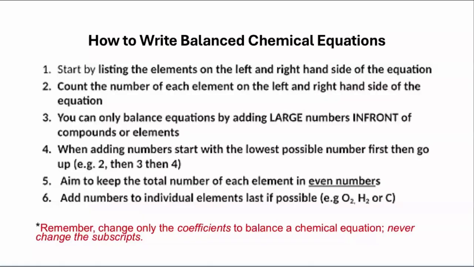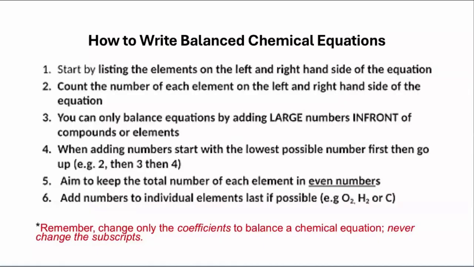When adding numbers, start with the lowest possible number first, meaning you start at 2, then 3, then 4, because one of the things about writing balancing equations is that it is trial and error. At times, we may aim to keep even numbers, even though sometimes we must not focus so much on step 5 because there could be coefficients that are not even numbers. But many times that's basically just our starting point.